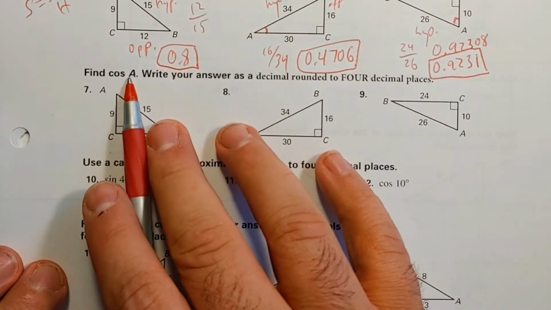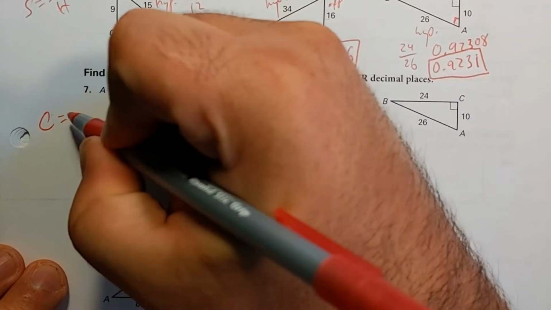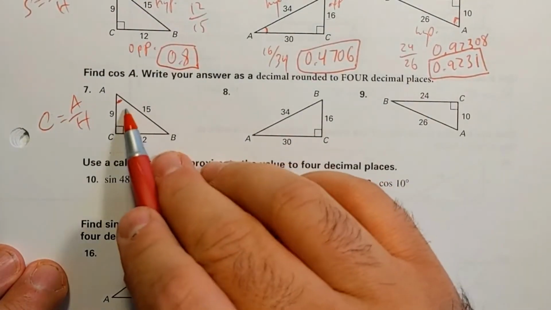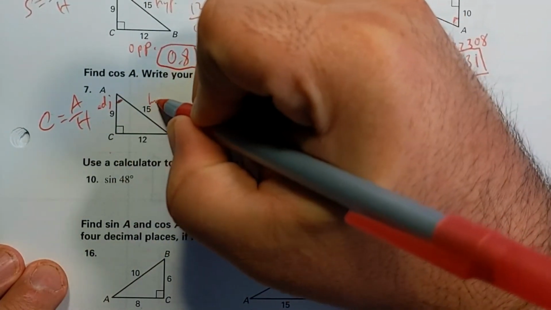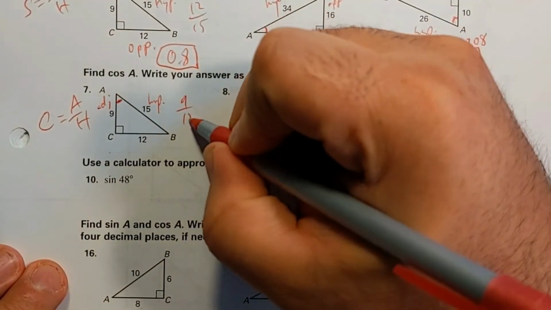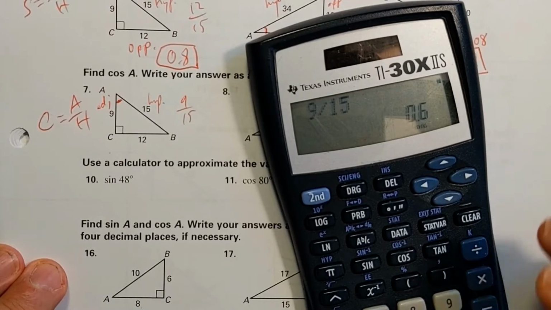Number 7 says find the cosine of A. So we're looking from A still, but for cosine, it was adjacent over hypotenuse. So adjacent is going to be this 9. And the hypotenuse is going to be the 15. So it'd be 9 divided by 15. We get 0.6.